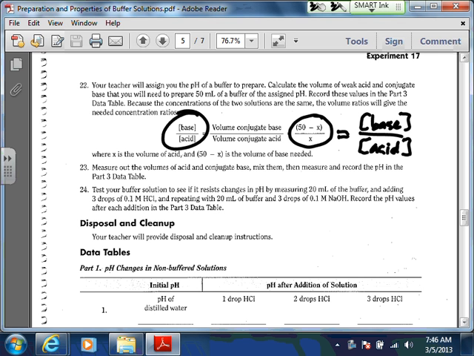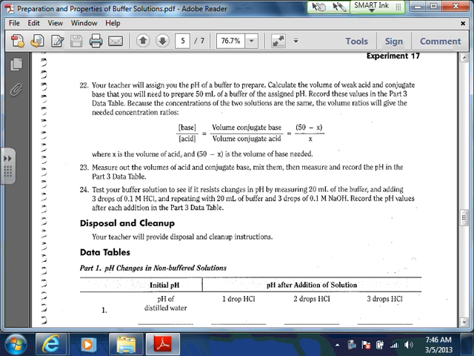Okay. And then you can figure out how much of each of these you need to add. Okay, so that's the equation that you would need to use for that. Hopefully that makes sense. If not, I can explain it a little bit more in class.